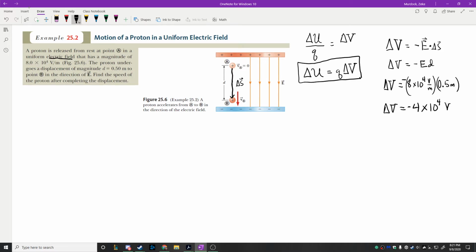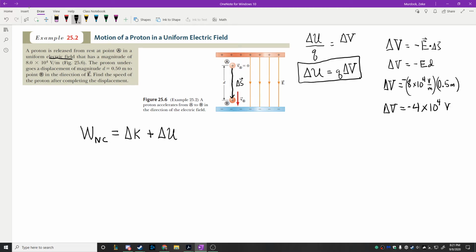Now, why do I want to use this? Well, we know that there's a way that you can connect kinetic energy and potential energy, and it's by using the work-energy relationship: the work done by non-conservative forces is always equal to the change in mechanical energy of a system, which happens to be equal to the change in kinetic energy plus the change in potential energy.